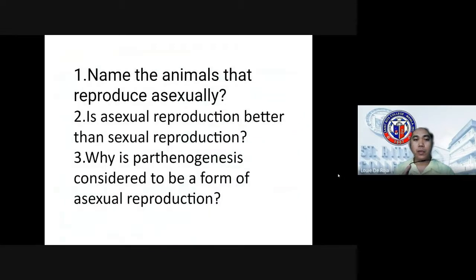Okay. These are questions. Name the animals that reproduce asexually. Is asexual reproduction better than sexual reproduction? Why is parthenogenesis considered to be a form of asexual reproduction? So tanungin natin ang mga sarili natin ng question na ito. At sagutin niyo po itong question na ito by commenting on our comment section.